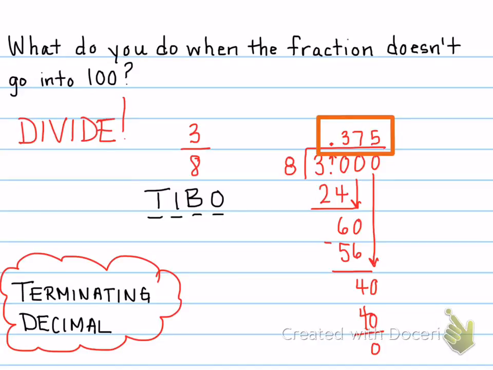So fractions aren't always going to be terminating decimals. Sometimes when you divide, it's going to turn out differently. So let's look at this next problem. If I want you to change 2/11ths to a decimal, we're going to use TIBO. We're going to do top in, bottom out. So I am going to do 2 on the inside, 11 on the outside. Again, top in, bottom out.